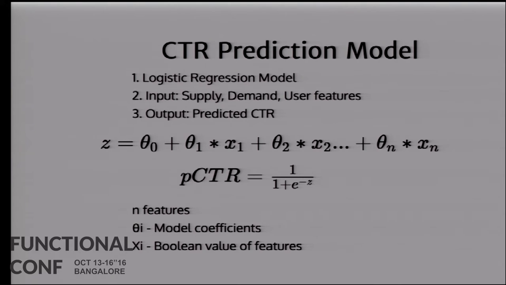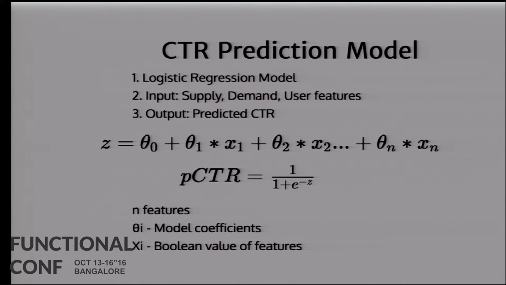So this CTR prediction model is a logistic regression model. It takes a list of features as input. These features are often properties of supply, demand, and user. An example of supply here is the slot ID. An example of demand here is the campaign ID. An example of user features here could be the gender or location of the user. The output is a predicted CTR, which is a probability from 0 to 1.